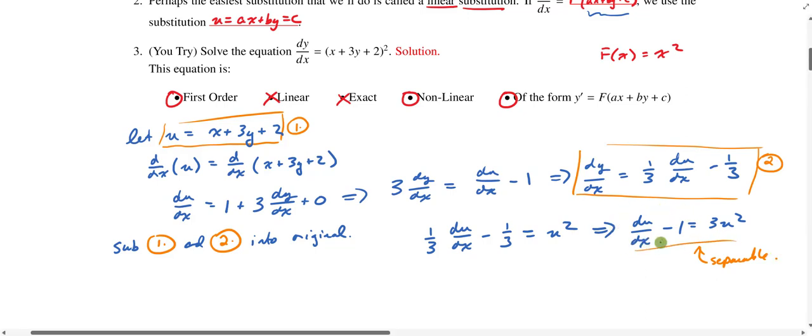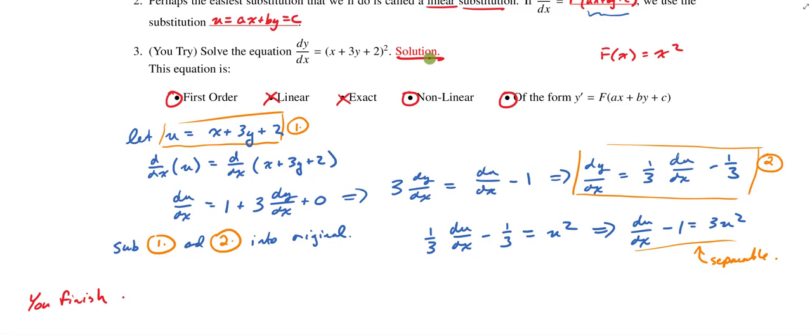I'd like you to go ahead and solve this. When you're done, you'll have a function in terms of u. Then, just like in an ordinary u substitution in Calc 1, you'll have to do a back substitution. If you like, I've included a solution for you, but please try this on your own, give it a shot, and then check your work.